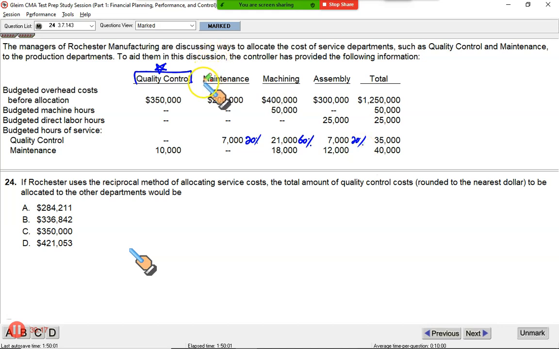Now this maintenance department, I'm going to give it the red color, and I'm going to give it the red star. Maintenance department gives a total of 40,000 hours service. Out of this, 10,000 hours are given to quality, 18,000 hours to machining, and 12,000 to assembly. If you convert these into percentages, 10 by 40 is going to be 25%.